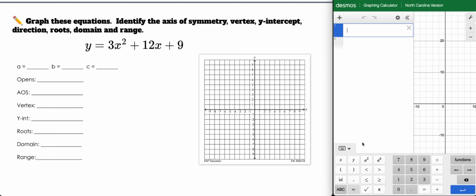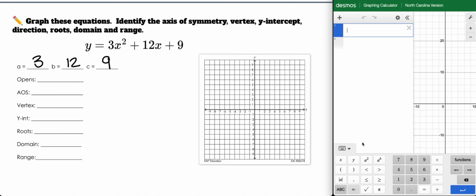All right, so let's look at our first example. In this example, we need to graph the equation. In order to do that, we need to identify the axis of symmetry, the vertex, the y-intercept, the direction, the roots, domain, and range. Now, in order to graph, we need to find all these key features first, and then we can put it on a graph. So let's get started by listing out what our A, B, and C will be. In this one, our A is 3, our B is 12, and our C is 9.